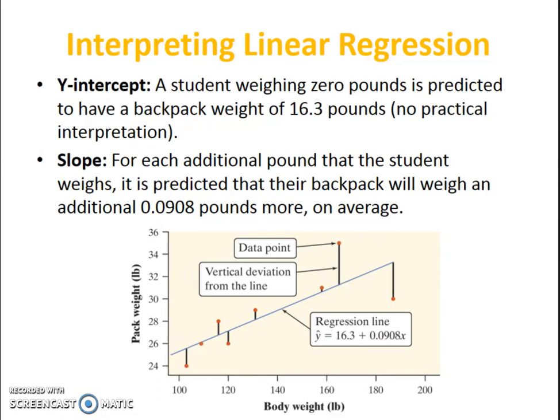To interpret our slope, for each additional pound that the student weighs, it is predicted that their backpack will weigh an additional 0.0908 pounds more on average. Please remember that on average, and the whole part about it that it's predicted. It's just a prediction. It might not be right. So we have to use the words predicted and on average in our interpretation of slope.